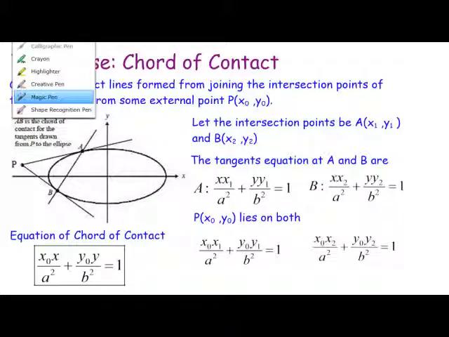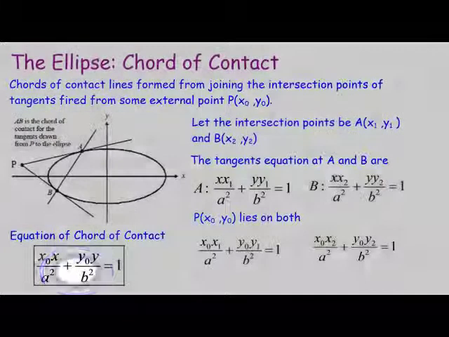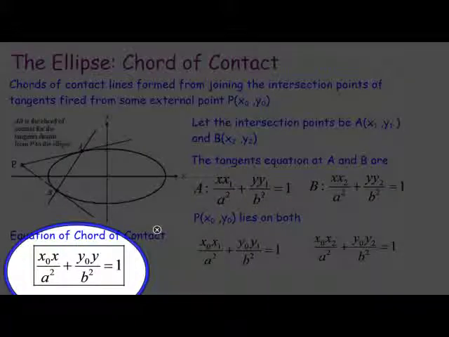We do this for lots of the conics, this one down here. So this is the equation of the chord of contact. It looks a bit like the equation of the tangent, actually: x0 x on a squared plus y0 y on b squared equals 1. So this is what's called the equation of the chord of contact.